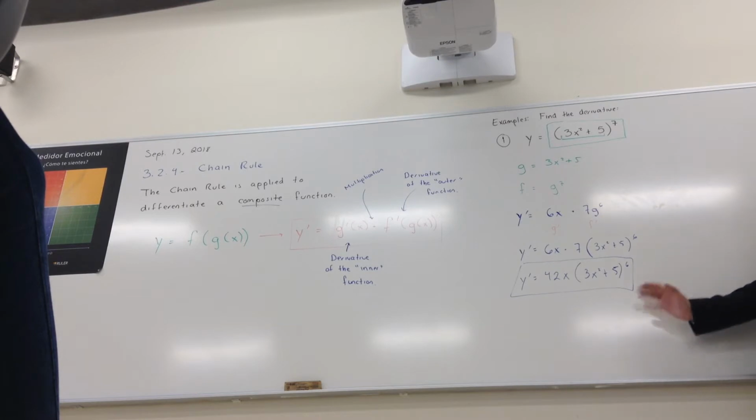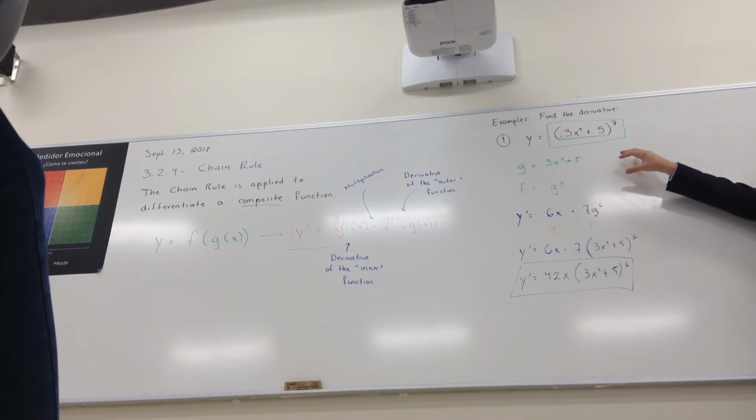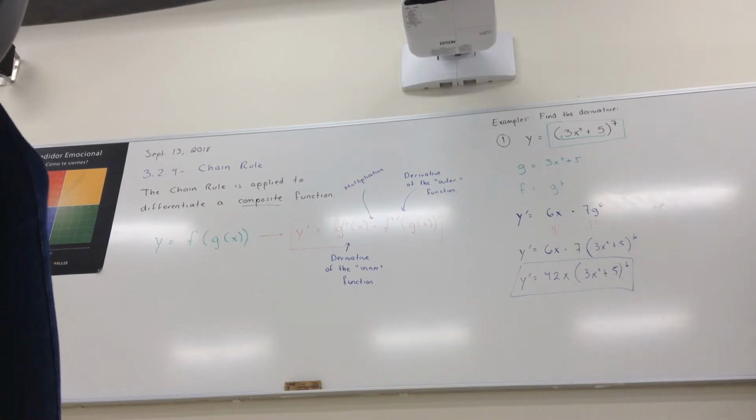You can leave it indicated like that. So the idea of the chain rule is to avoid expanding all that. It's too long, not practical. Questions?